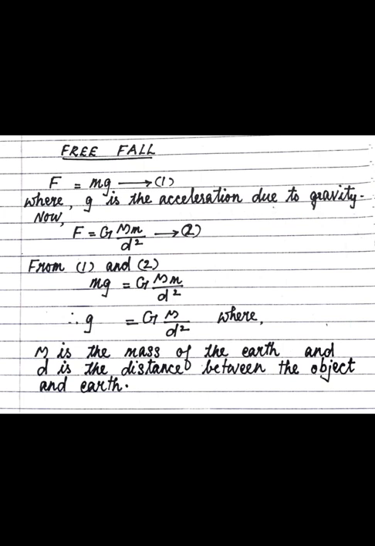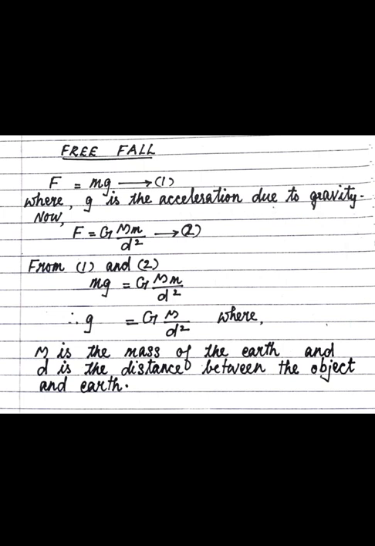Here, the mass of the object m is common on both sides. Therefore, g is equal to G M upon d square. Here, G is the universal constant of gravitation, M is the mass of the earth, and d is the distance between the object and the earth. Is that clear? From this, have we noticed one thing from the equation? g is equal to G M upon d square.